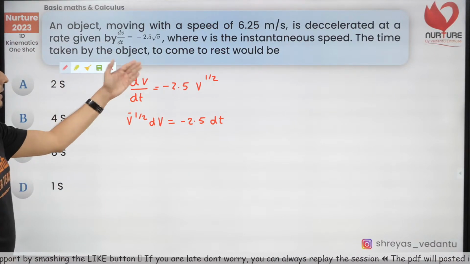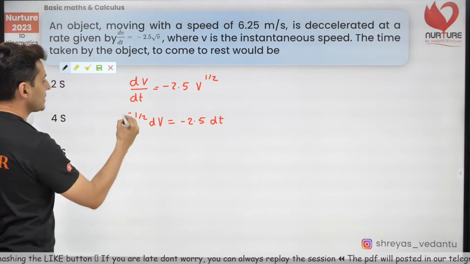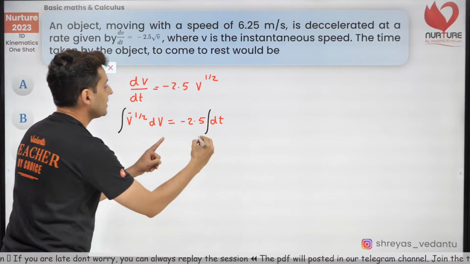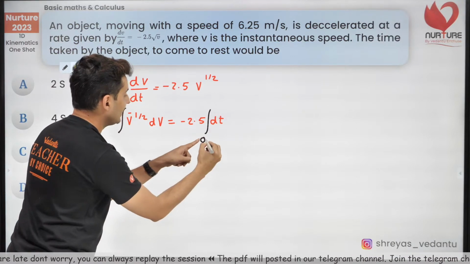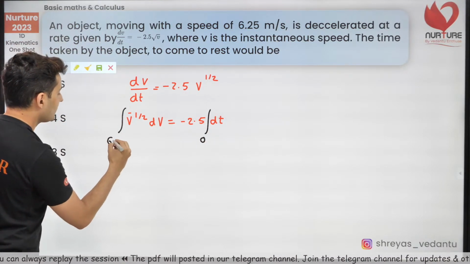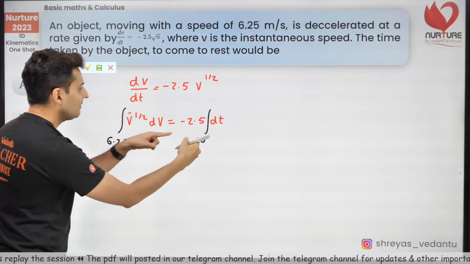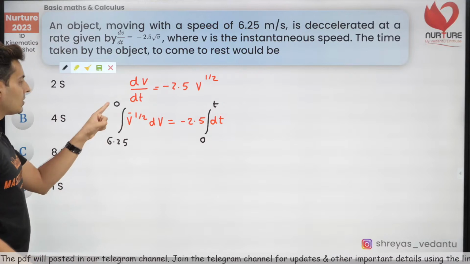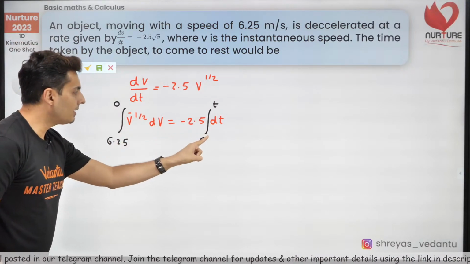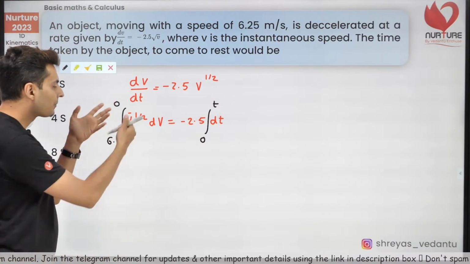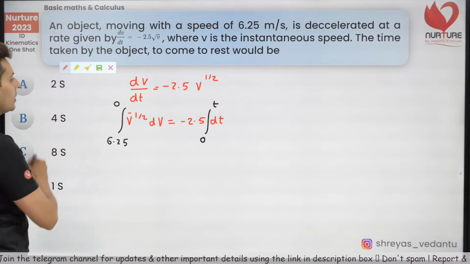Great. So the time taken by the object to come to rest. Alright, so integral. To come to rest means I start when time is 0. Initial velocity was 6.25. Finally, when the time is t, the velocity becomes 0. So understand the limits. When time is 0, speed is this much. When time is t, the velocity is 0. Now do the integration. Let's see what we get.